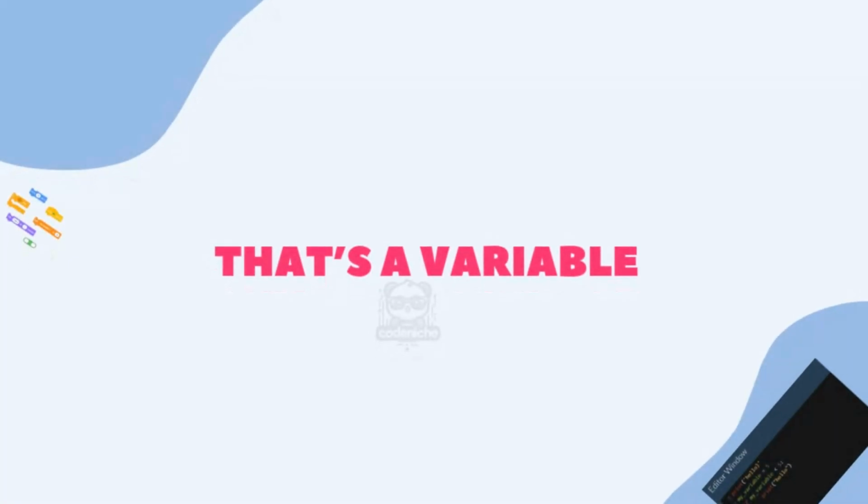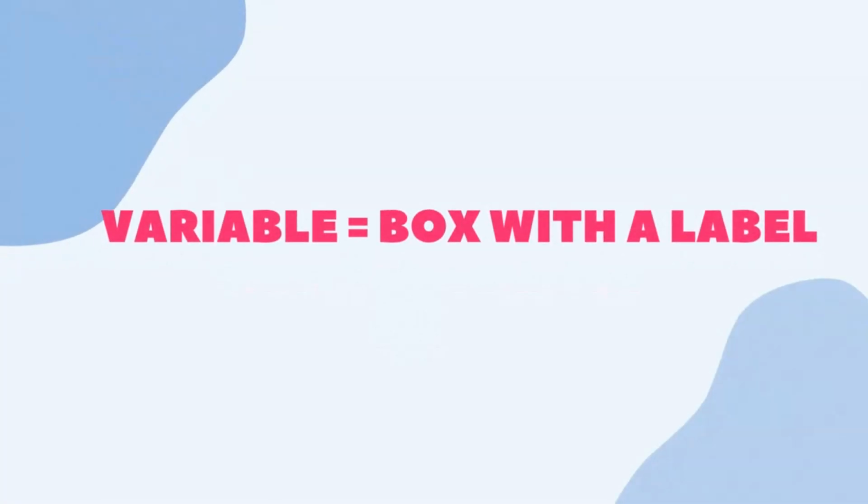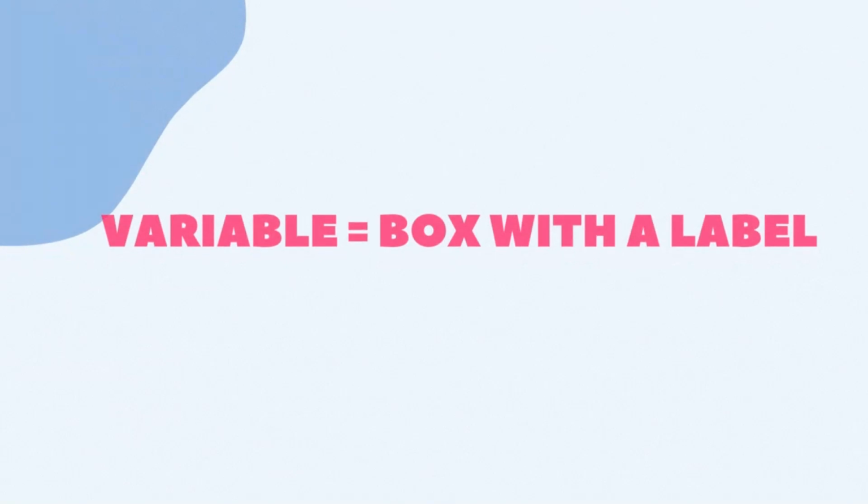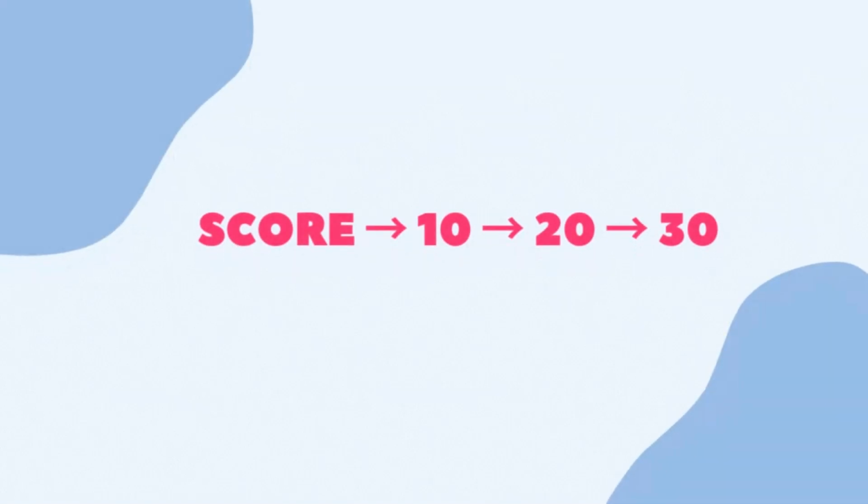Let's go. A variable is a box with a label on it, and the label is the name. The box holds a value. For example, a box labeled score that holds the number 0. Every time you get a point, we change what's inside the box. The label stays the same, but the value changes.